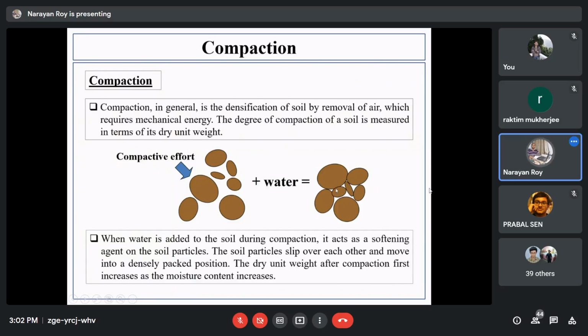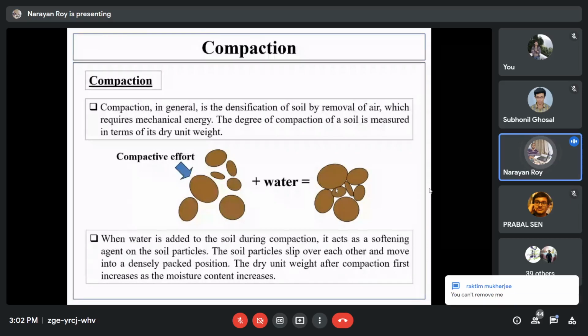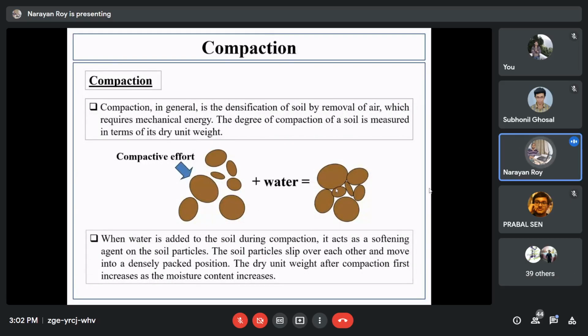So what is happening here? You have to understand this. This is the very basic of compaction. See, when you add some amount of water to the soil during compaction, what happens? This water basically acts as a softening agent. It is a lubricant around the soil particles. Once it acts as a softening agent, what will happen? The soil particles will easily slide over each other and they will adjust themselves into a much more compact position.